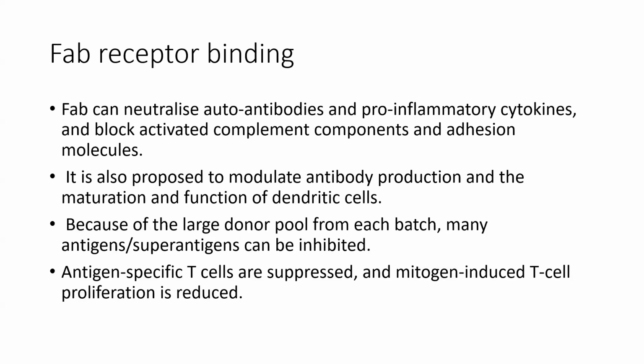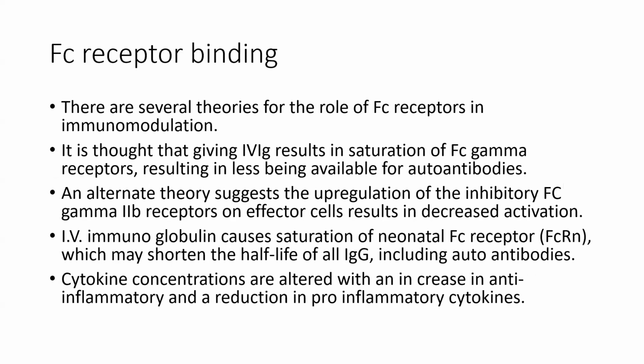Fab receptor binding. Fab can neutralize autoantibodies and pro-inflammatory cytokines and block activated complement components and adhesion molecules. It is also proposed to modulate antibody production and the maturation and function of dendritic cells. Because of the large donor pool in each batch, many antigens and superantigens can be inhibited. Antigen-specific T cells are suppressed and mitogen-induced T cell proliferation is reduced.